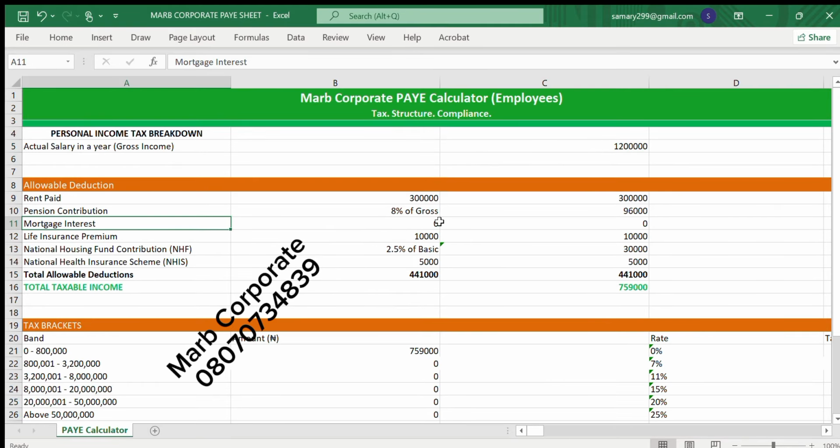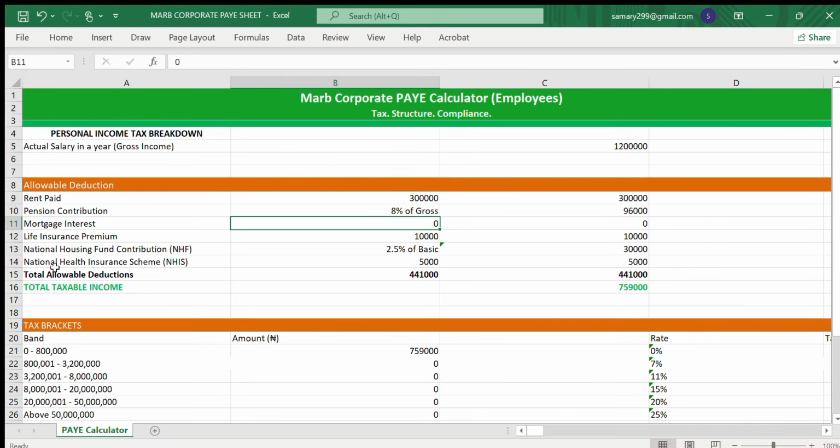Next is mortgage interest. If there is any mortgage you are into and you are paying interest on that particular one, you are allowed to remove the interest on it. I'm not sure there's any mortgage that you can actually talk of here, but anyway, interest on loans for your owner-occupied residential housing and all that. So if there's any mortgage you are into, you can remove your interest here.